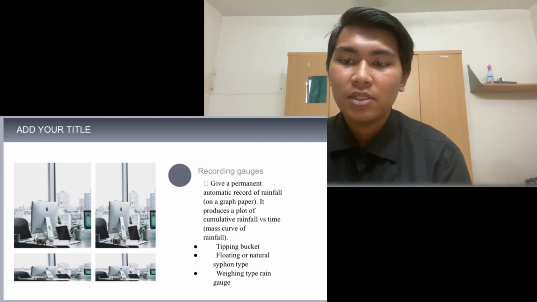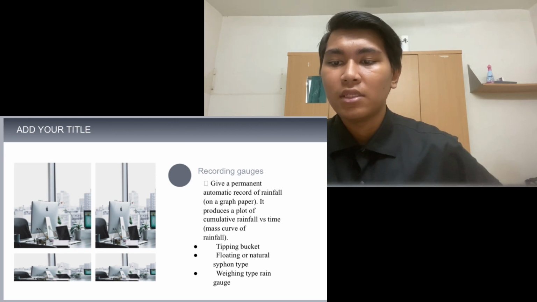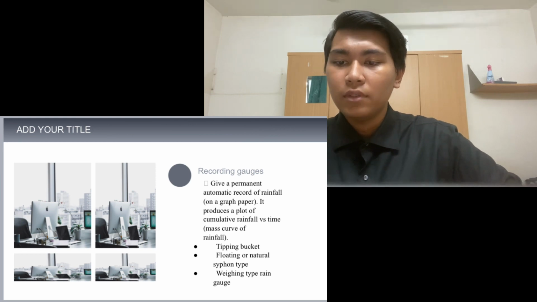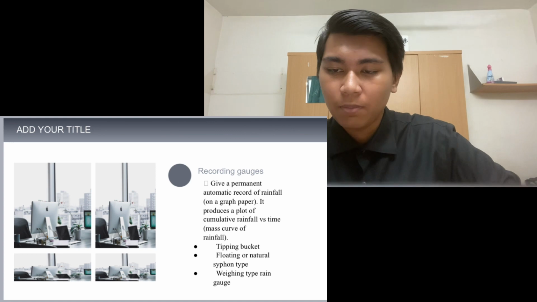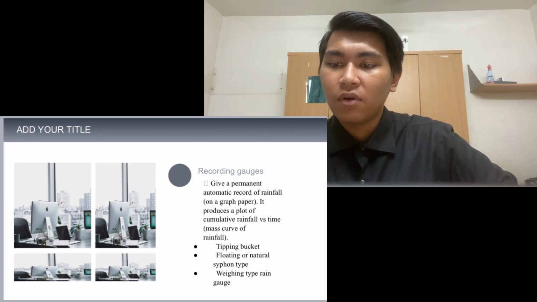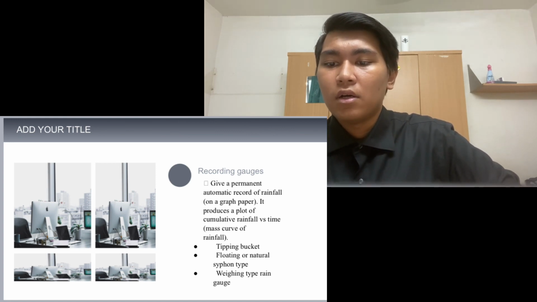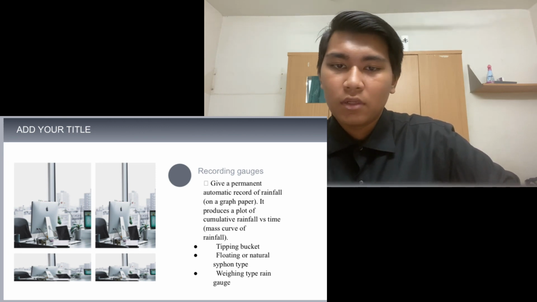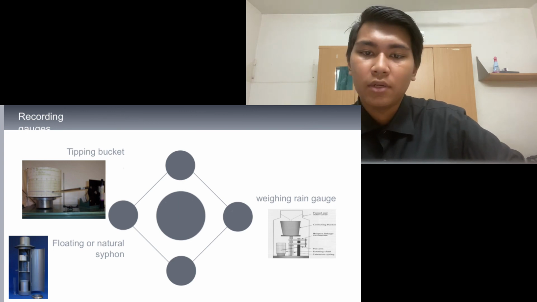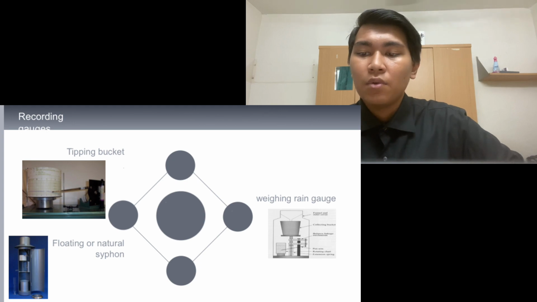Recording gauges give a permanent automatic record of rainfall on graph paper. They produce a plot of cumulative rainfall versus time, the mass curve of rainfall. As I have told you before, for recording gauges we have three: tipping bucket, floating or natural siphon, and weighing rain gauge.